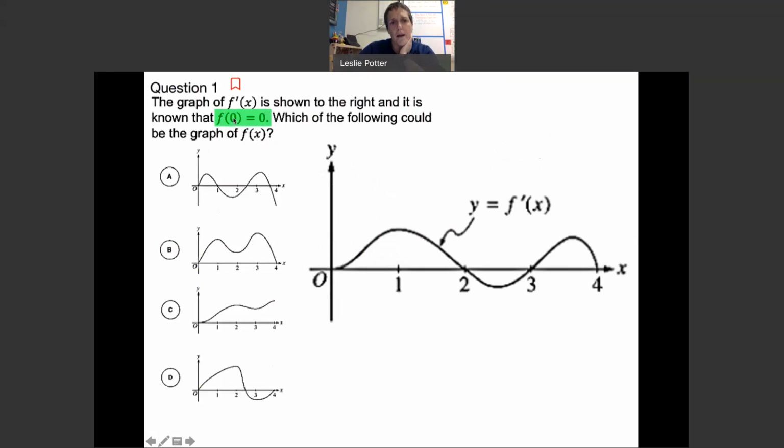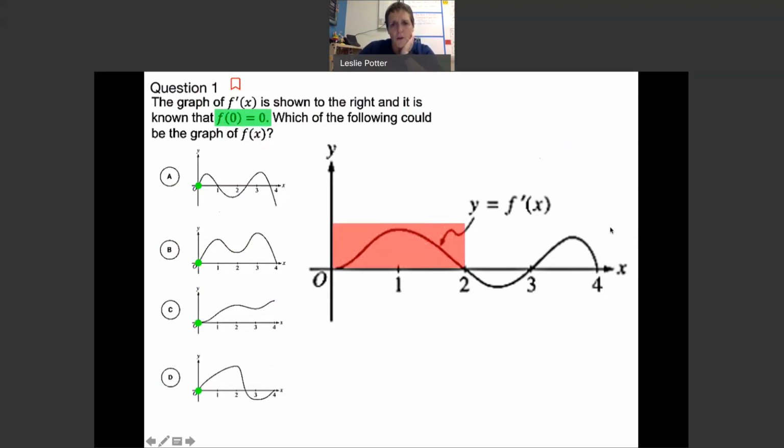We know that when x is equal to 0, the function value is 0. Well, that correlates to these points. And that is true for all of these answer options, so that doesn't help us rule out anything. So let's take a look at what we know about the derivative here.